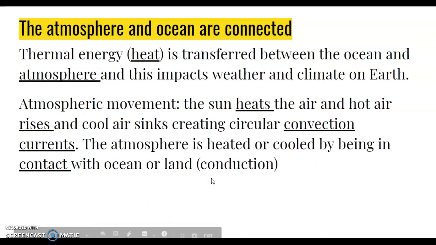The atmosphere and the ocean are connected because of what's happening in each of them. This is all about the transferring of thermal energy, and it's transferred between the ocean and the atmosphere, and this impacts weather and climate. If you think about the atmospheric movements, we see the sun heating the air, hot air rises, and cold air sinks, creating those circular convection currents. The atmosphere is further heated or cooled by being in contact with ocean or land.